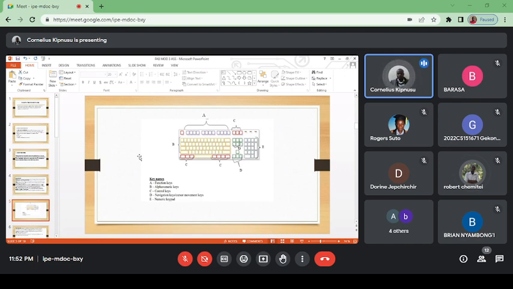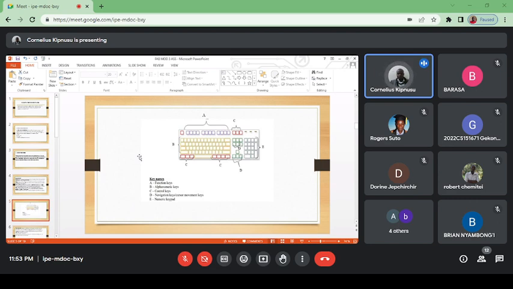We have B. What is B? Baraza has clearly put it out. It is used for typing and entering data in a computer. Majorly, when you are typing text, we use the alphanumeric keys.